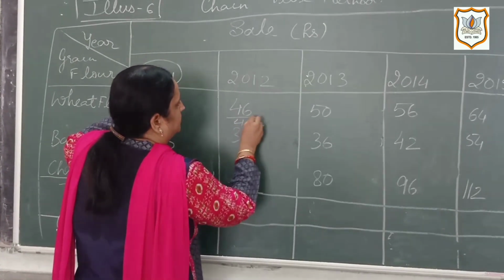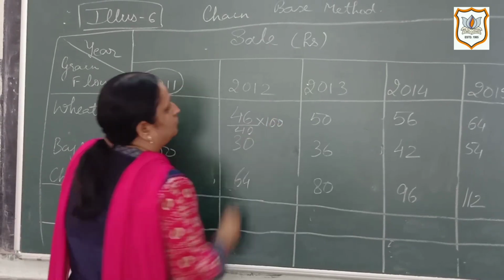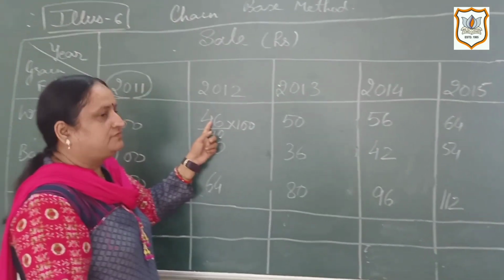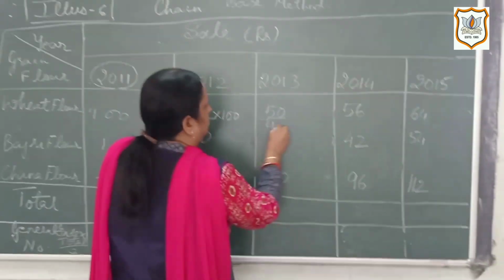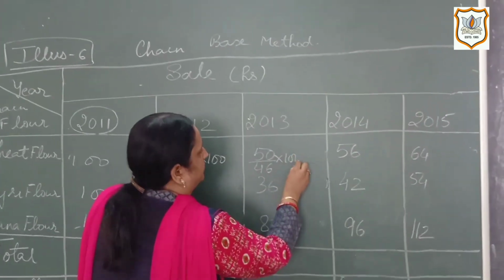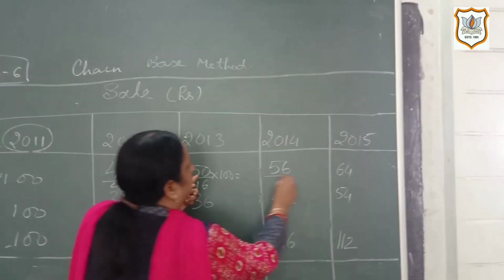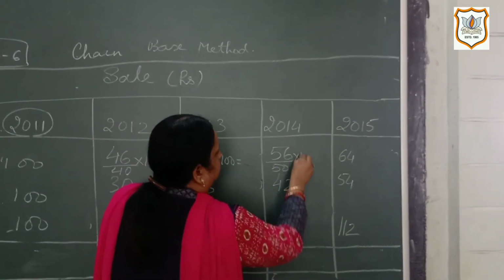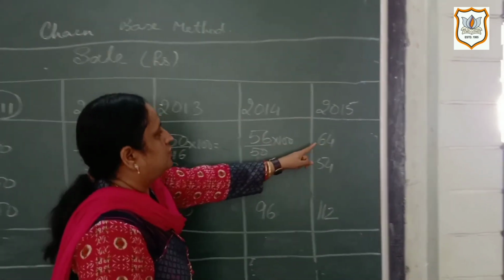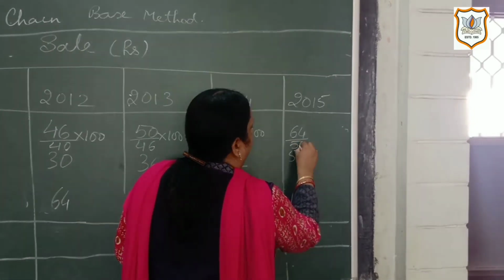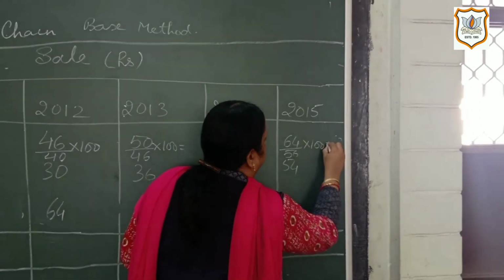So you will have 46 upon 40 into 100. For 50, previous year's value was 46, so 50 by 46 into 100. For 56, previous value is 50, so 56 upon 50 into 100. For 64, previous is 56, so you will have 64 upon 56 into 100.